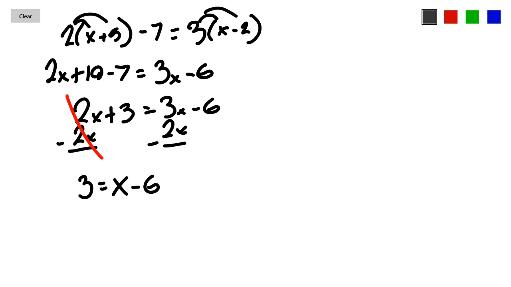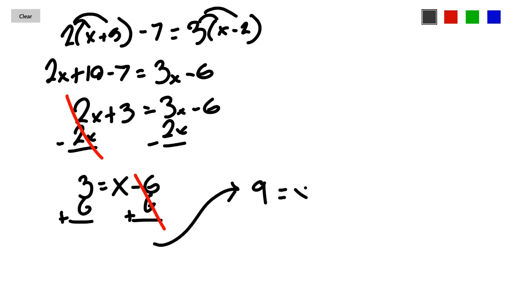And so I want to get x by itself. The way I do that is I'm going to be adding a 6 to both sides, because negative 6 plus 6 gives me 0. The whole point is to start creating zeros. So I'm adding 6 on both sides. So what I end up with is that 9 is equal to x.